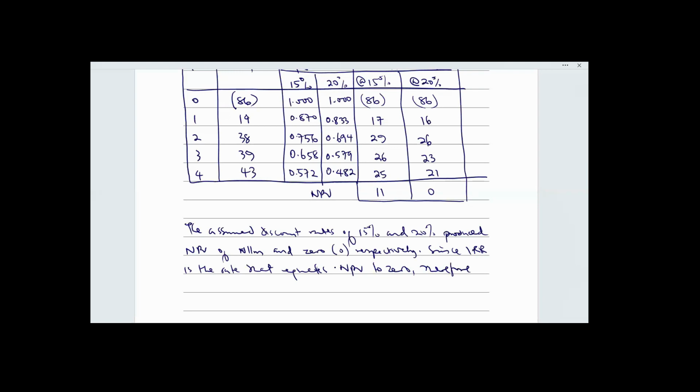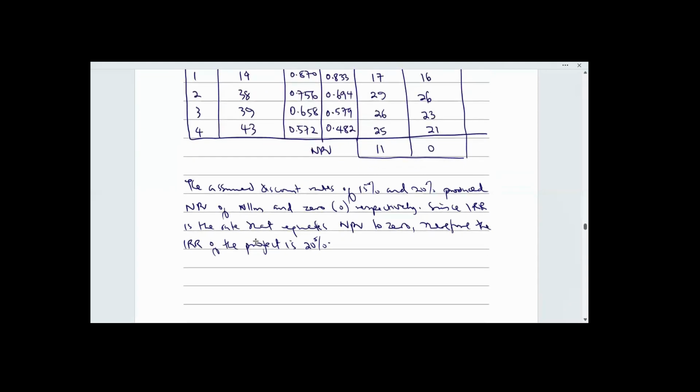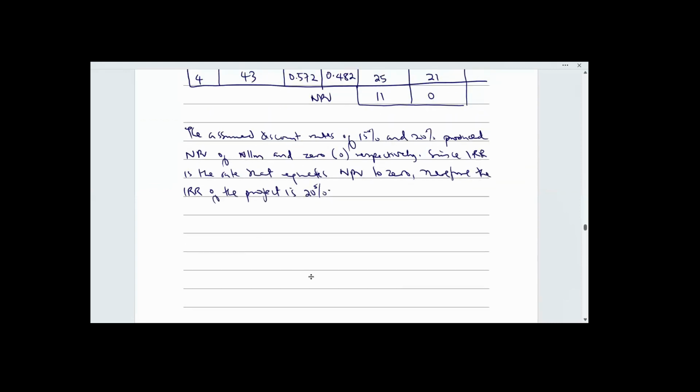therefore, the IRR of the project is approximately 20%. So no further calculation is needed for that. So that's the end of requirement number A. Let's quickly go through requirement number B.